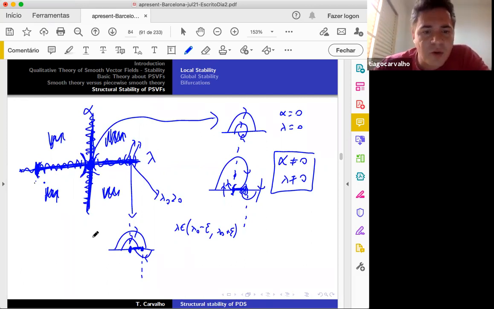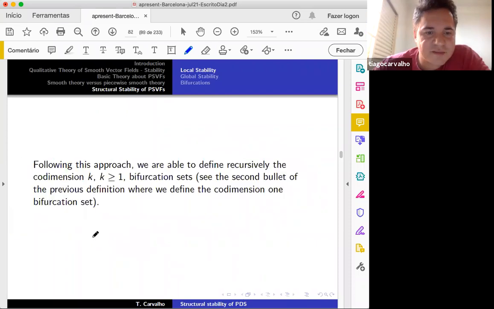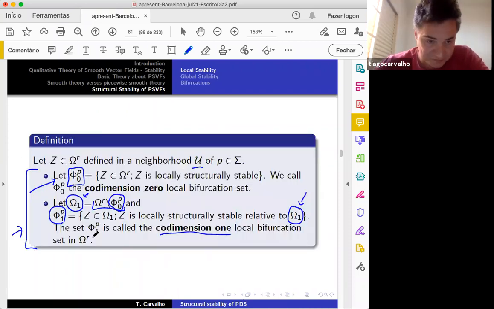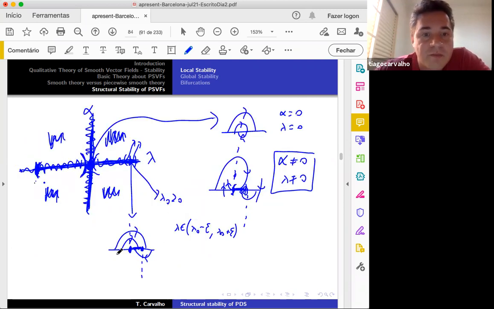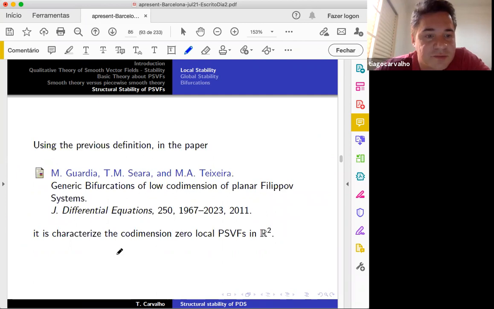Okay, I hope it's more clear here, it's cleaner, this definition of codimension zero, one, two, and so on. Okay, questions, please.